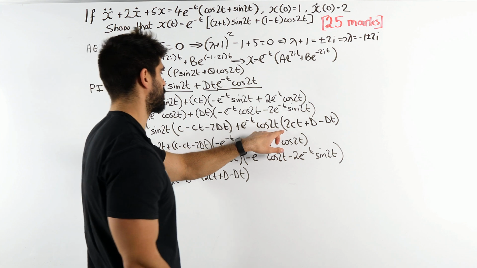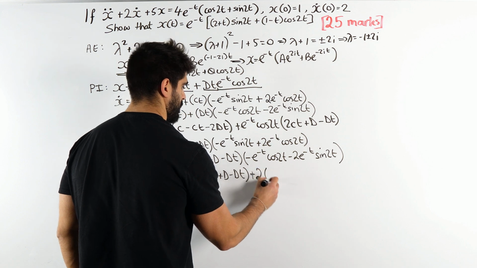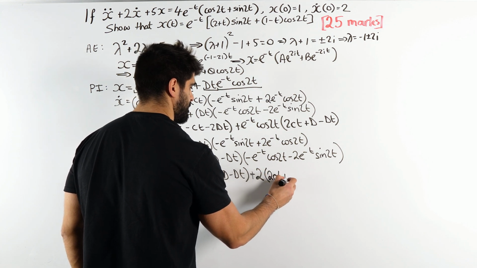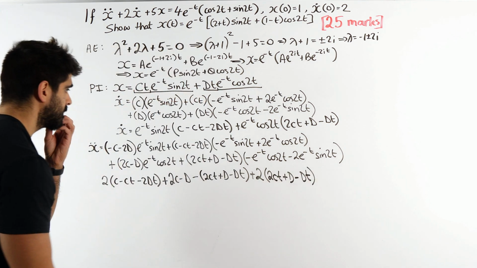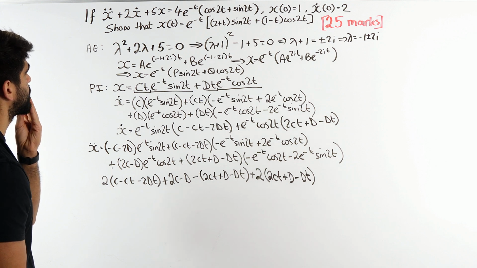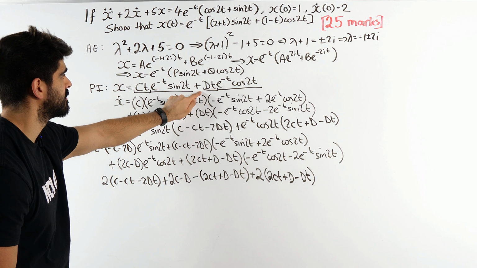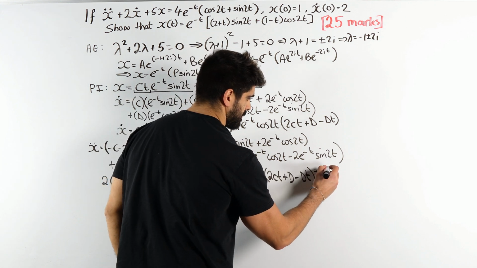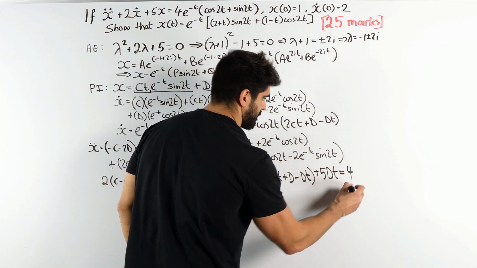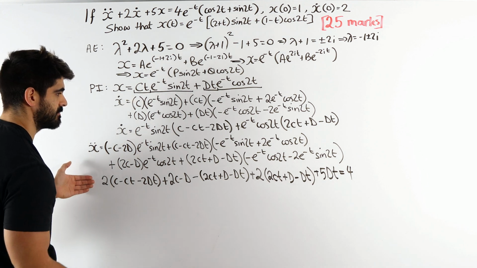That coefficient's this one. So plus 2 lots of 2ct plus d minus dt, plus 5x. 5 lots of this one. That's just 5dt. All right, fingers crossed. I just expanded this and now I need to do it again.